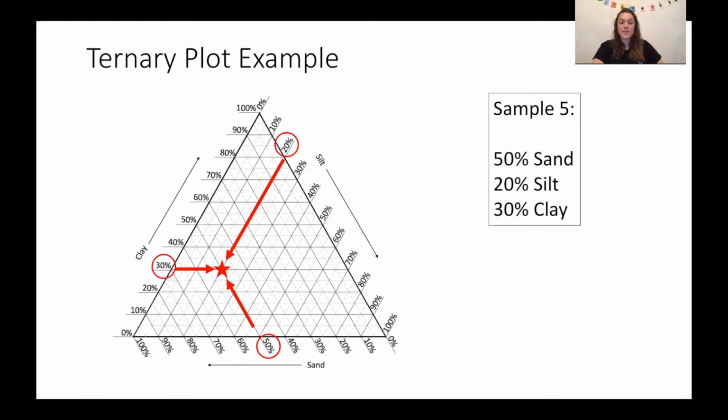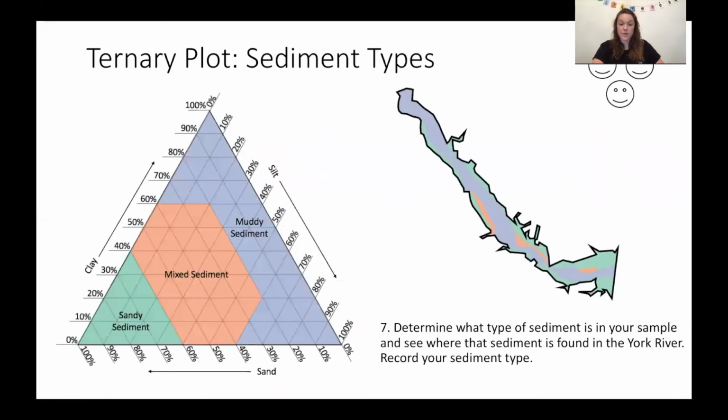Once they've plotted their sample on the ternary plot, they will refer to this ternary plot to determine whether they have a sandy sediment, a mixed sediment, or a muddy sediment. The figure on the right shows the York River in Virginia, showing where these muddy, mixed, and sandy sediments are. Once they determine what type of sediment they have, they will receive an envelope from the front of the room. And in the envelope are these classification cards.